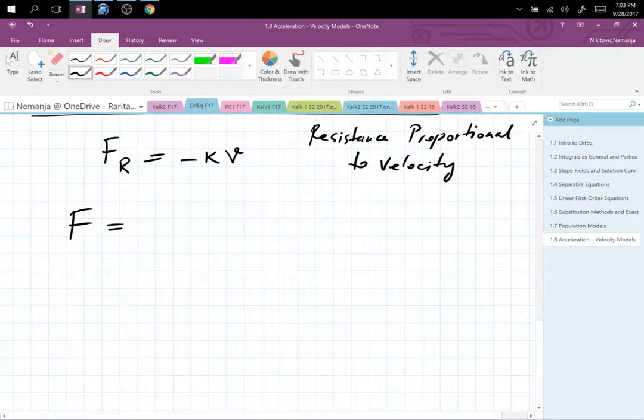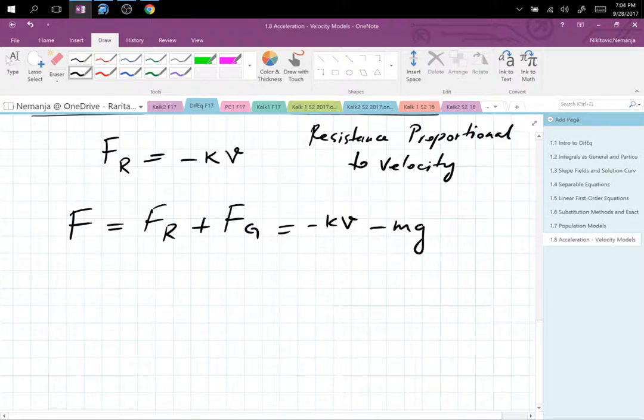So the total force is the force of resistance plus the force of gravity, which is negative kV for air resistance, and negative mg. G is negative, going down. Considering that, these guys are always in opposition to each other.